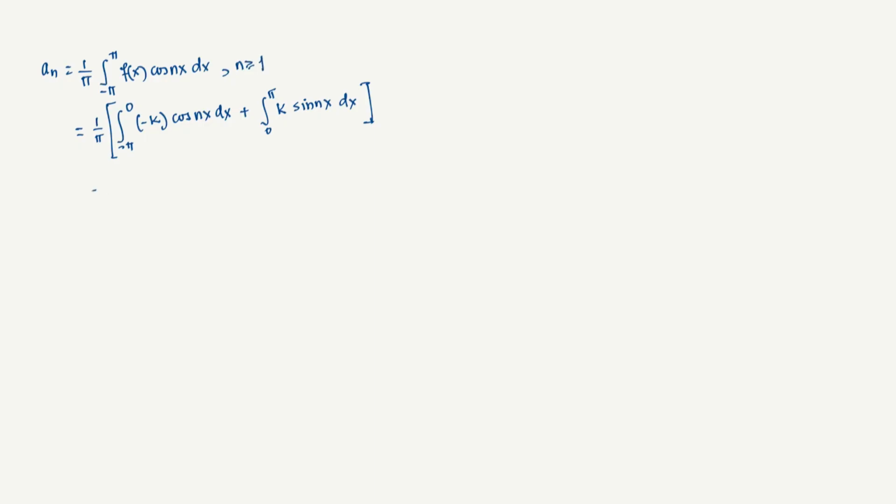So an is 1 by pi, integral from minus pi to pi of f of x cosine nx dx. So it will be 1 by pi, minus pi to 0, where f of x is minus k in this interval, and then you have cosine nx dx. Clear? And then plus 0 to pi, and then this is k sine nx dx. I hope this is clear. And then we'll put it in a bracket. So this holds for all n greater than or equal to 1.